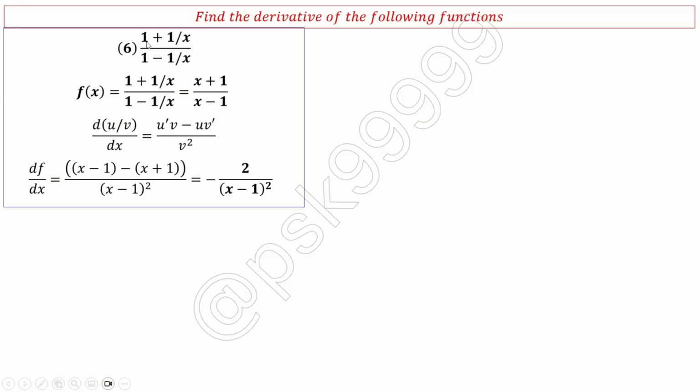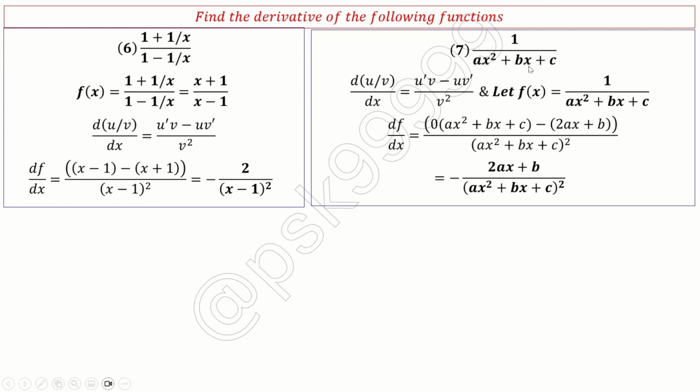Okay, 1 plus 1 by x divided by 1 minus 1 by x. If you simplify, it is nothing but x plus 1 divided by x minus 1. So you apply differentiation of u by v, and then you get the answer. 1 by x square plus bx plus c. You apply again the differentiation of u by v rule. You will get the answer. Okay, do it yourself and just check here. If you go wrong, you check it here.